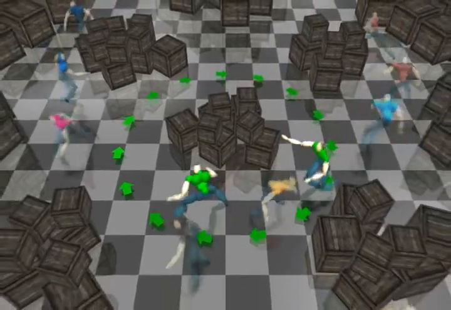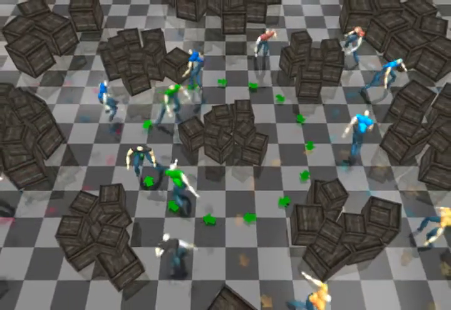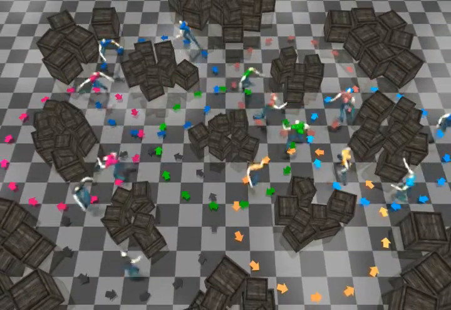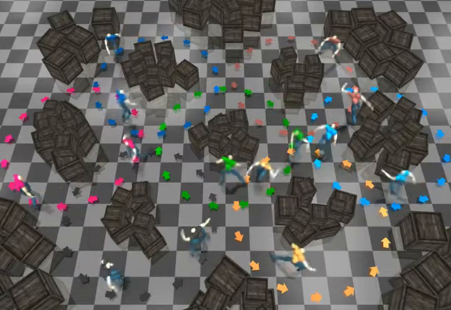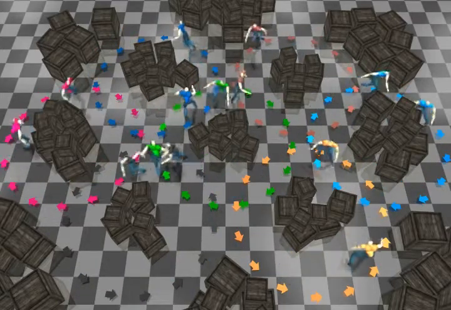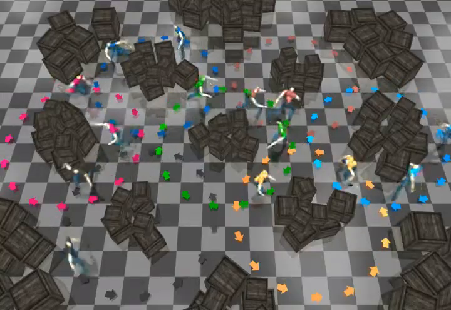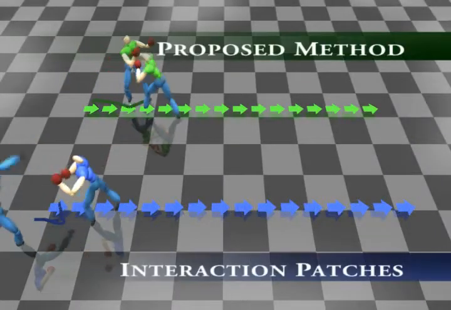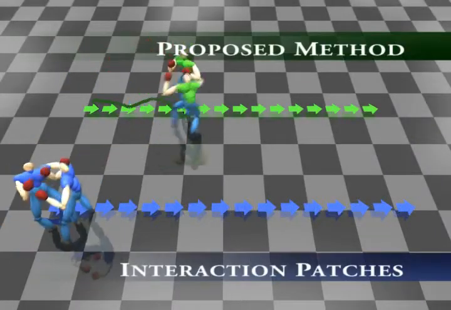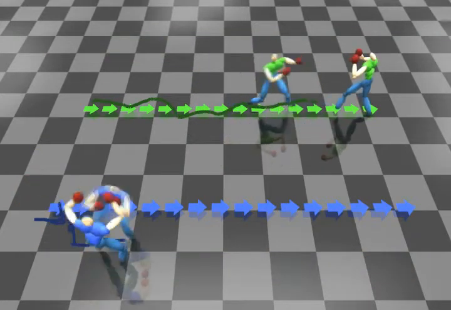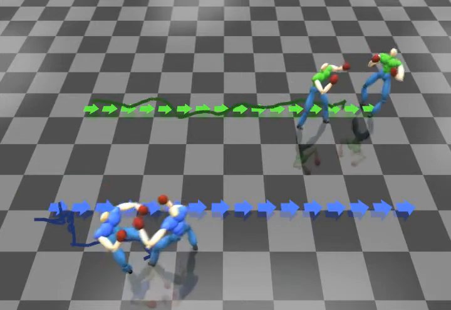We can also put in multiple pairs of characters. Since we spatial-temporally constrain the movement of the characters, we can minimize the risk of unexpected collisions and generate a realistic scene effectively. In this experiment, we compare our method with the interaction patches. The characters controlled by interaction patches do not follow the line given by the animator well, because the number of available patches is limited.